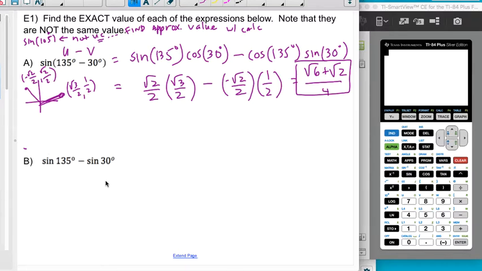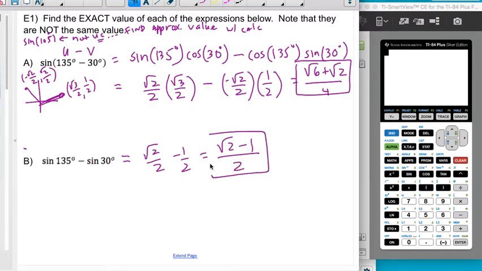Now, sine of 135 minus sine of 30 is very different because sine of 135 was root 2 over 2 and sine of 30 was 1/2. So this ends up being root 2 minus 1 all over 2, which is not the same. See how they are not the same? Different numbers. The point in doing this example is to point out to you that you can't just distribute the sine like it's multiplication, because it's not. So sine of 135 minus 30 is not the same as sine of 135 minus sine of 30. Those are two different numbers.